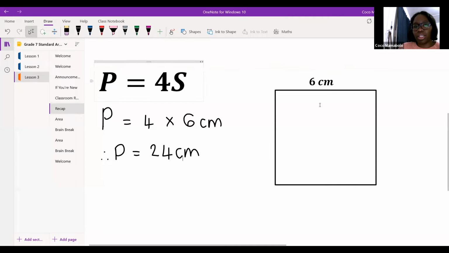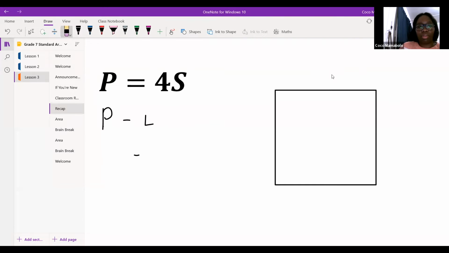Okay, I actually want to delete this because we don't actually need it. Then I'm going to erase all of this. Monde, if I say to you that this side is 5 centimeters, calculate the perimeter for me.